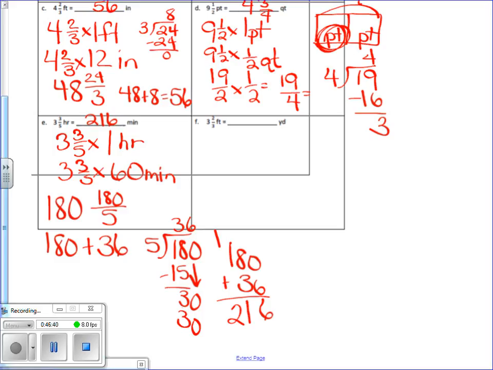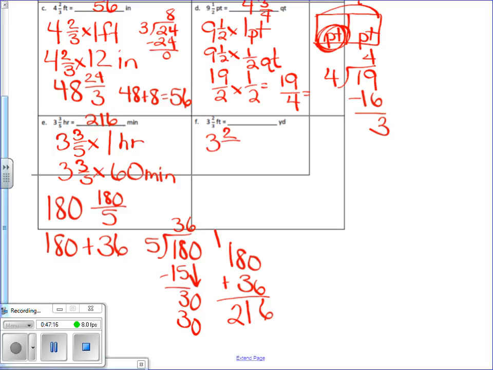3 2/3 of a foot. Now you should be writing down a whole bunch of work and not just one thing. Because when you get home, you're not having hardly anything written down, and then you're not remembering how to do it. 3 2/3 of a foot going to yards. Which one's bigger? A yard. So small to big, divide. So my unit should be a fraction.